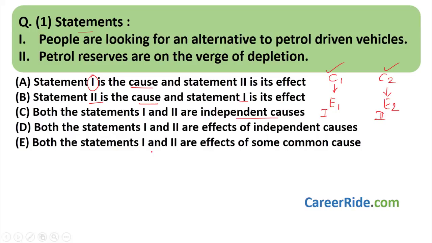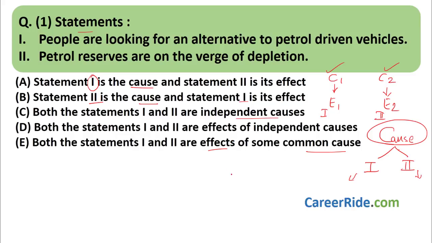Fifth option is both the statements are effects of some common cause. So there is some common cause over here and both the statements are effects of this common cause only. Let's take an example of the fifth option. It rains heavily and one effect can be all people become wet and the other effect will be the roads will get clogged because of water. So both of them are effects and the common cause is that it is raining heavily. This is the meaning of the fifth option.